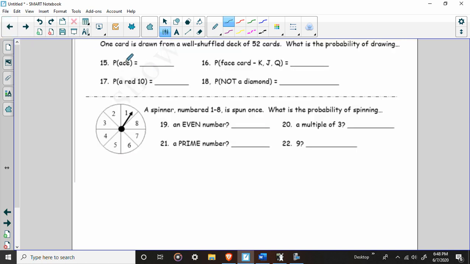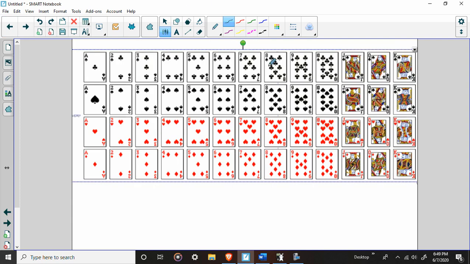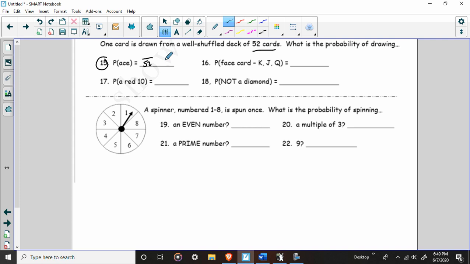But anyway, what's your probability of getting an ace? Well, they told you right off the bat, there's 52 cards in the deck, right? So this is out of 52. What's your probability of pulling an ace? Well, how many aces do I have? I've got 1, 2, 3, 4. So that's 4 out of 52, which if we'd like to reduce is 1 out of 13.